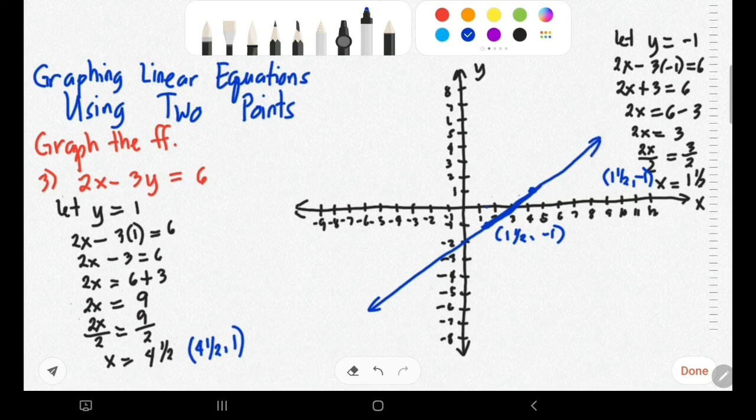Okay, so this is the graph of 2x minus 3y equals 6. Again, you can let x be any number so that you can get the values of your y. On the other hand, you can also let your y be any value, and then you can get the values for your x with respect to the given y. Okay, thank you. God bless.